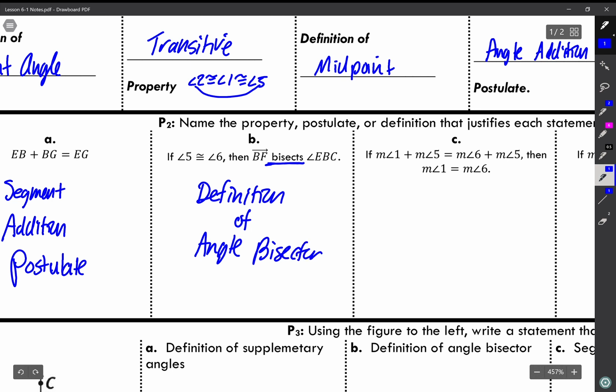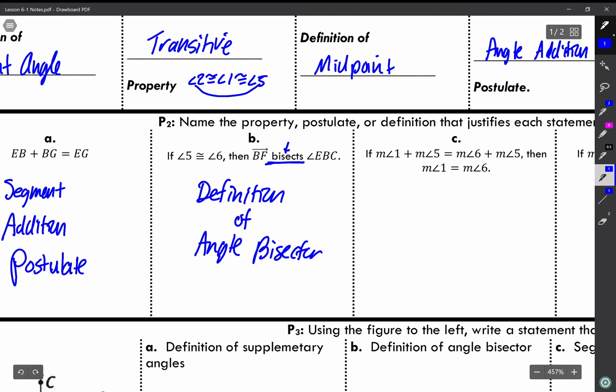So let me explain why. The definition of angle bisector says that it is a ray that divides an angle into two congruent angles. Bisect is in there. We know bisect means to divide into two things that are equal or congruent. We have a ray that's doing the bisecting. We know that an angle bisector is a ray, and then we're bisecting an angle. We're dividing an angle into two congruent parts, which are angle 5 and angle 6.